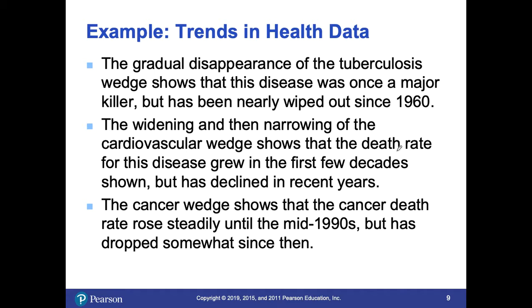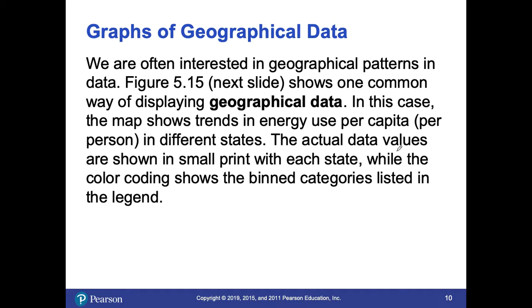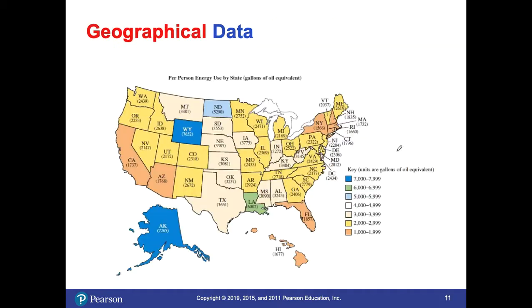Okay, well, not only do we have things like stacked line graphs like the previous graph was, but we also have graphs of geographical data. The figure I'm about to show on the next page uses a map and talks about what happens in each state. In each state, for this particular graph, it's how much energy is being used per person: energy use by state.